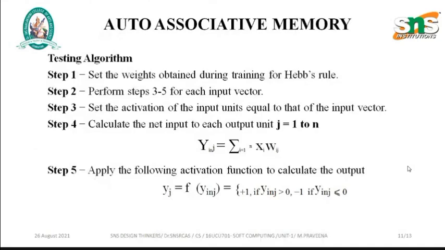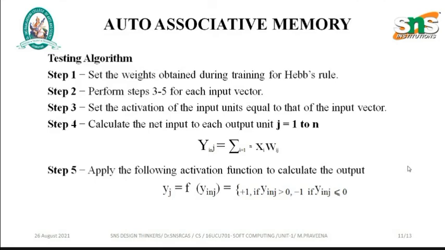Next, we have to use the testing algorithm. In the testing algorithm, we use the weights from the training algorithm and then we make the testing. In step 1, we set the weights obtained during training with Hebb's rule. Then we repeat the following steps. We activate the inputs, which are equal to the input vector. Once all the inputs are activated, we calculate the net input: y_in j = summation of xi wij.